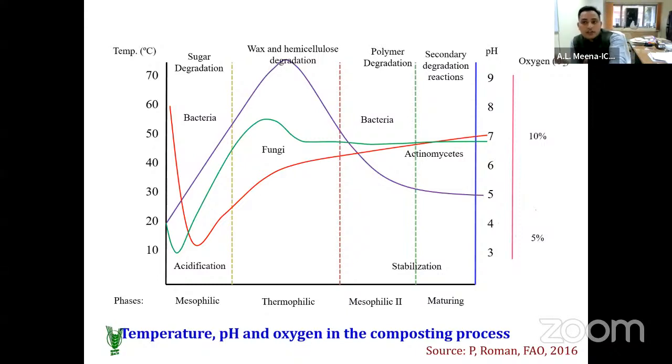And now you see the oxygen percent on one side, and the temperature on the other side, and how the different materials are degraded. The sugar degradation will be done by the bacteria, and then acidification will occur, then fungi will be activated and they will degrade the hemicellulose and other parts like the wax. Then again the bacteria degrade the polymers, and finally the actinomycetes will be active and they will degrade the composting material.